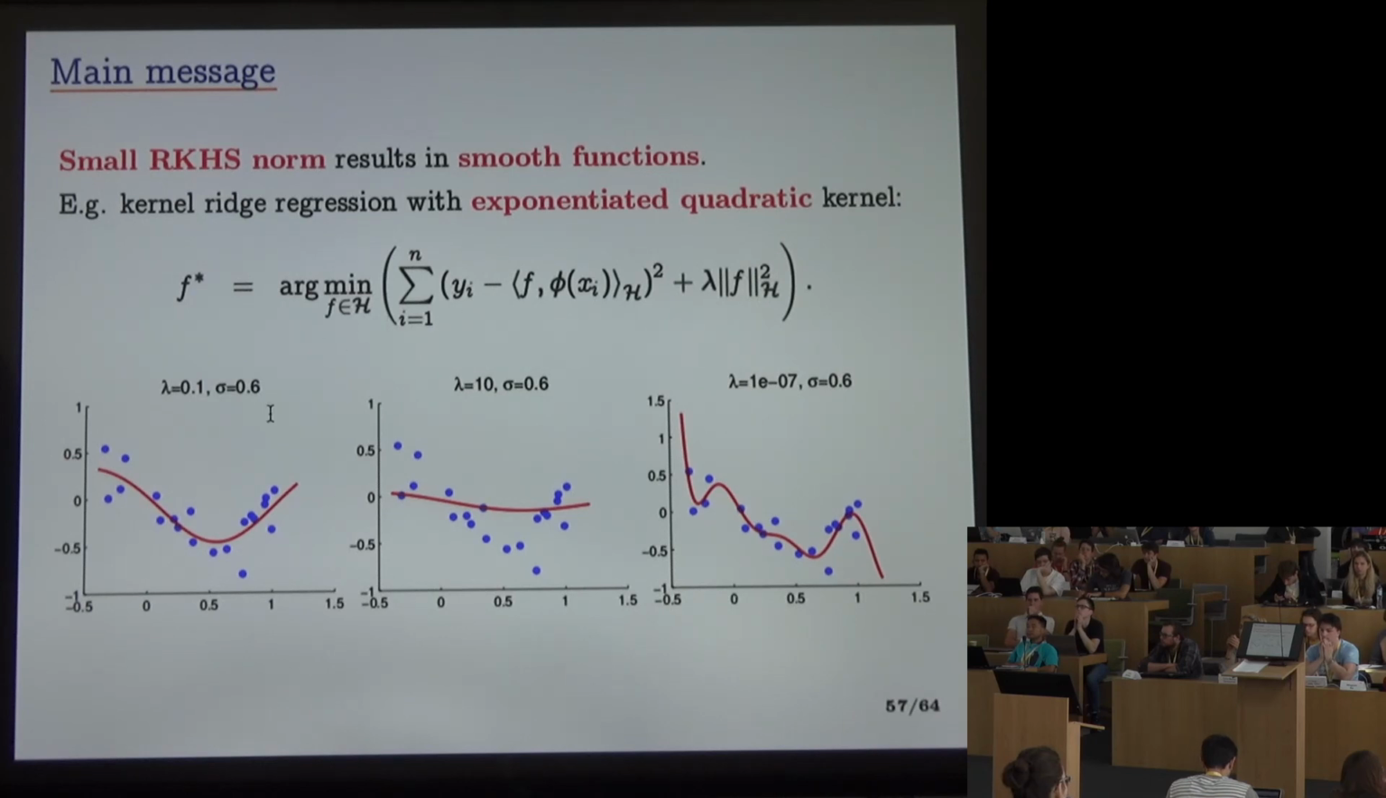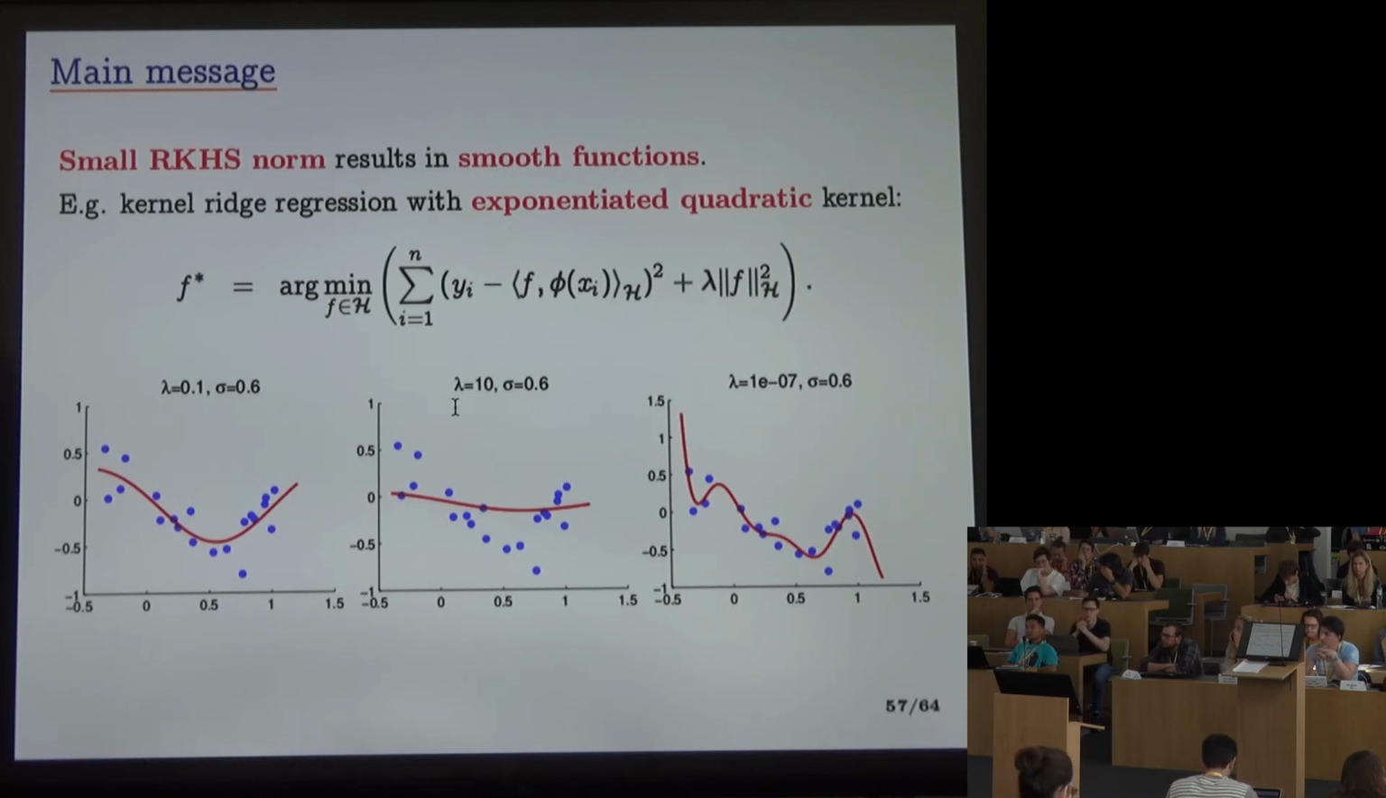Okay? So remember the 3 plots that I did at the start of my talk. Here, I chose the following parameters. Lambda is 0.1, sigma, the width of my exponentiated quadratic kernel, is 0.6. This gives me a nice fit. It's not too smooth, it's not too rough.